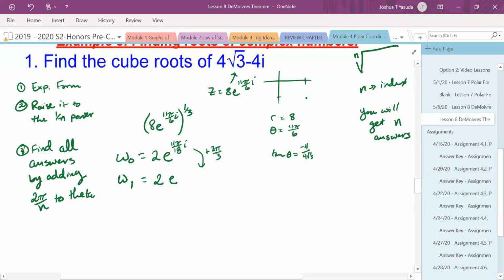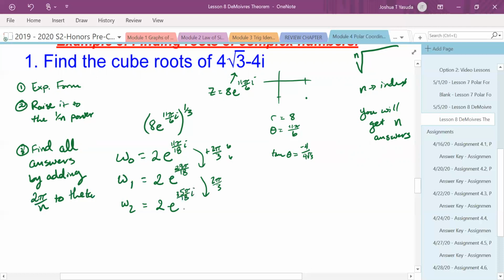We have to get a common denominator. That would be 12 over 18, since this would be times 6 times 6. So 12 plus 11, 23, so 23 pi over 18. And then to find the last one, you do it again. 2e, and then you add another 2 pi thirds. So 12 over 18 plus 23 would be 35, so 35 pi over 18.